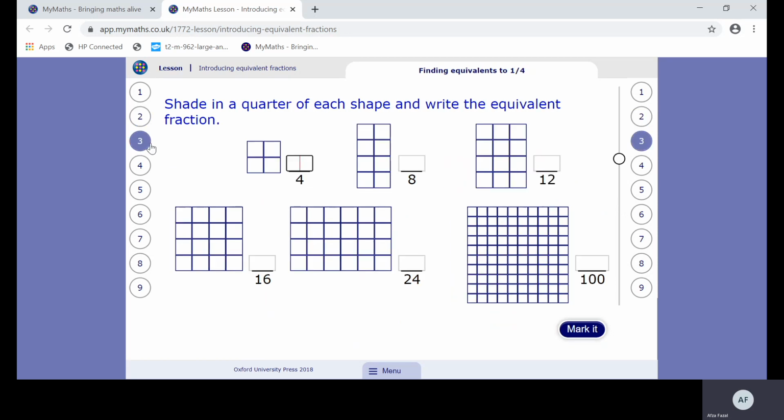Shade in a quarter of each. Now, if a half is this, a quarter is 1. So 1 out of 4 is a quarter. So I'm dividing by 4 this time. 2, because I know 2 times 4 is 8. How many 4s go into 12? 3. How many 4s in 16? 4. So 12 was half, I'm going to half it again, and it's 6. How many 4s go into 24? Then you'd colour them in. 6 here. 4 there.